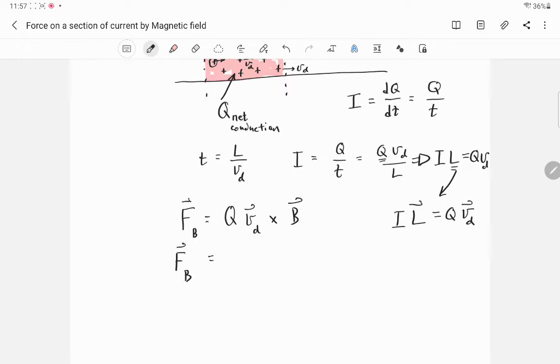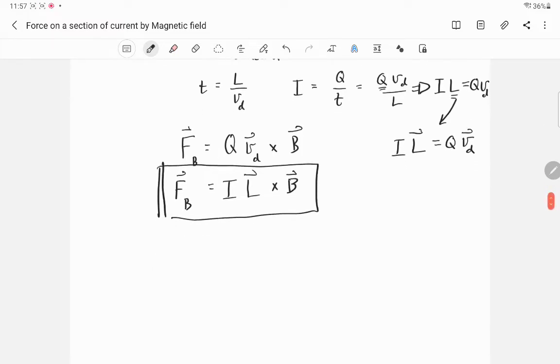So there is a magnetic force on a total charge Q that's moving with drift velocity V sub D, but instead I'm going to identify that total charge Q and drift velocity V sub D as I times L. There's a current on the wire where the wire is of a certain length, where the current specifies the direction. And I'll finish with the vector cross product with B. And this is a very useful relationship. This is how you design electric motors.